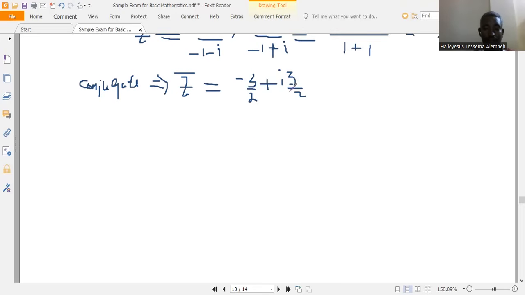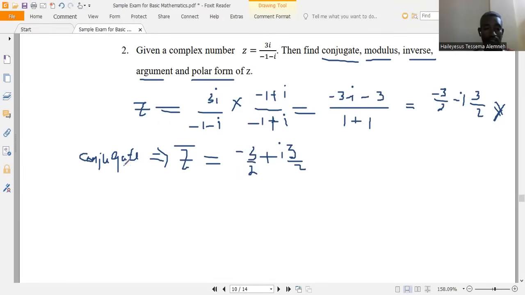So which is the conjugate, and the other one is the modulus of the complex number.